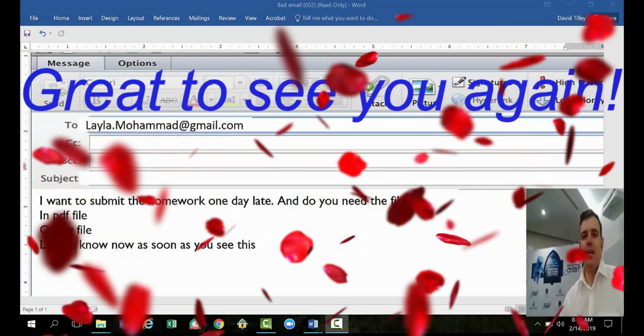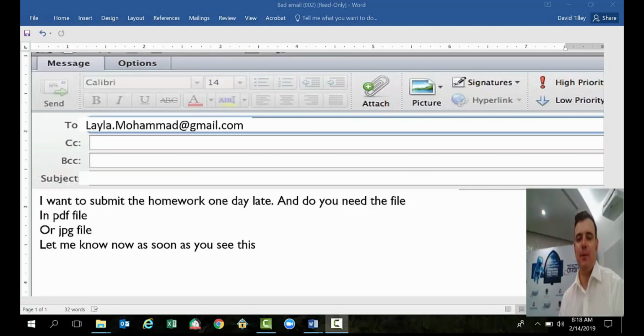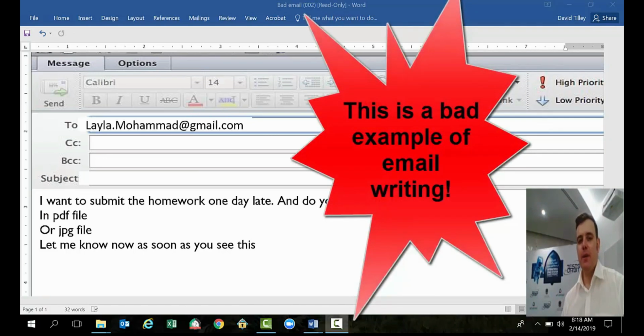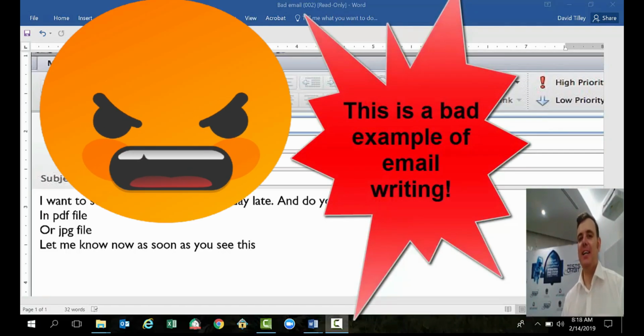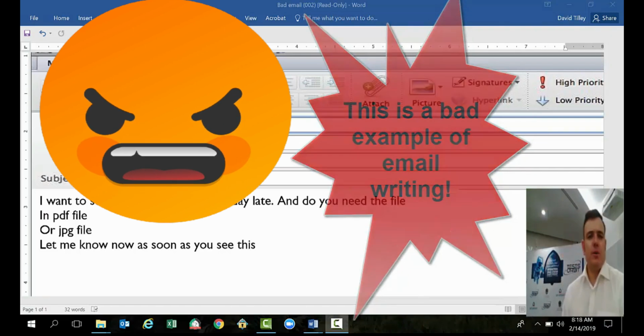As I mentioned to you, let's get straight into looking at this bad example of email writing. So do not write your email like this. Let's have a look. What's wrong with this email?